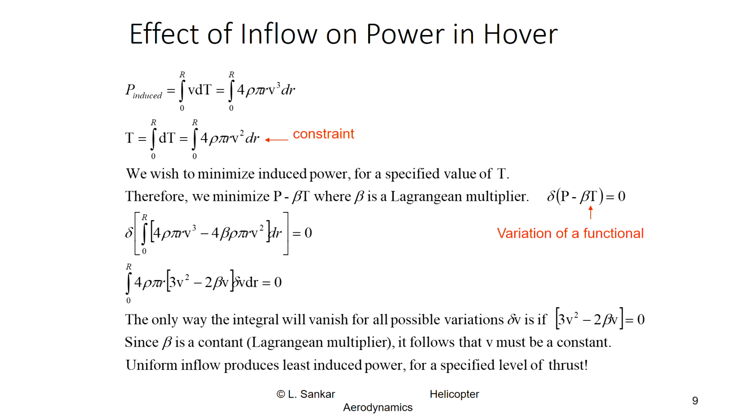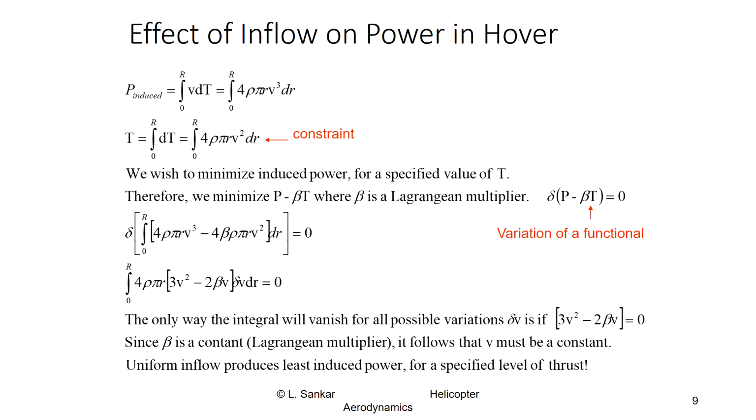Therefore, what we do is calculus of variations as a good way of minimizing functionals. So whenever you have a constraint, such as a specified thrust, what you do is take the function that you want to minimize, then minus some Lagrangian multiplier, in this case we call it beta, times the constraint, which is thrust. We minimize the combination. So we say P minus beta T should be 0. That means the variation of P minus beta T, delta of (P minus beta T), should be 0.